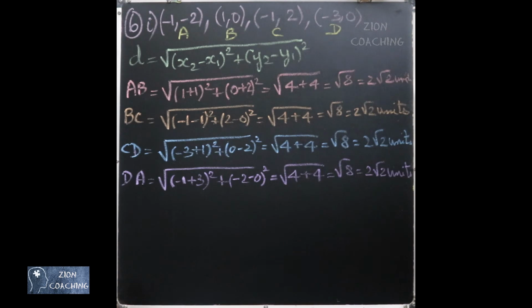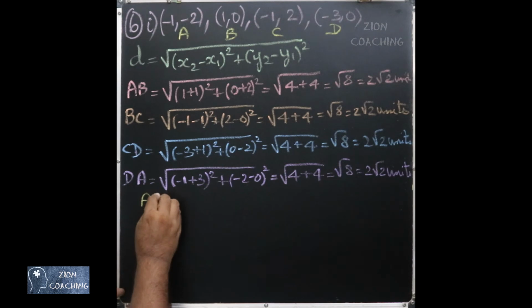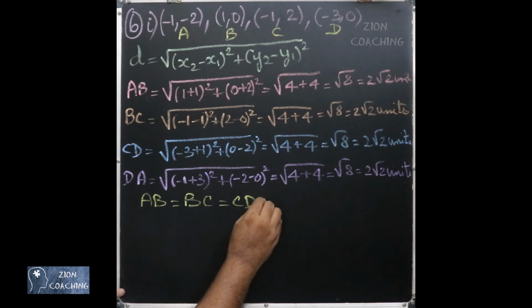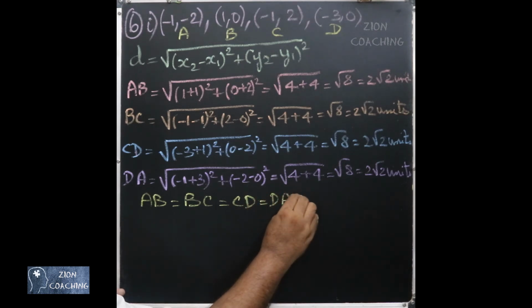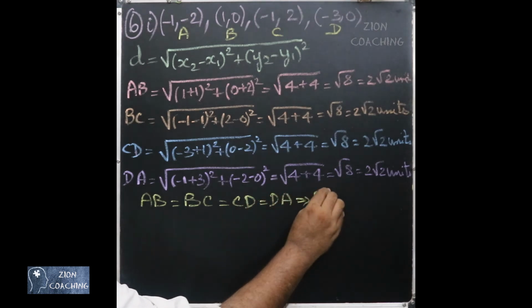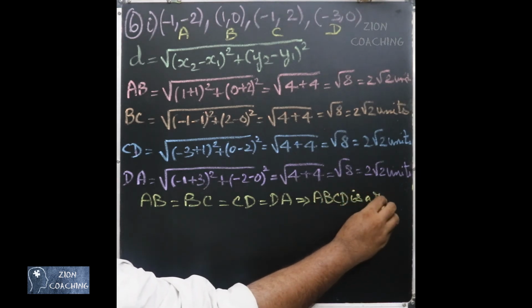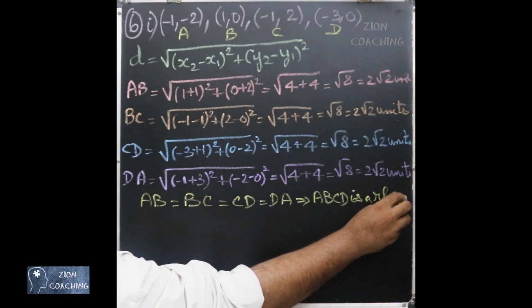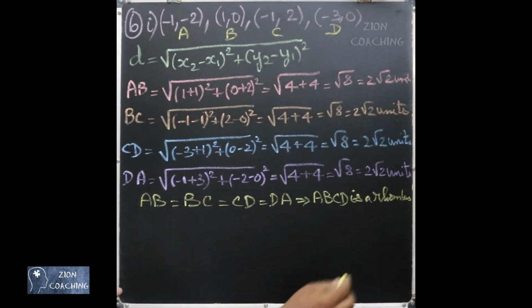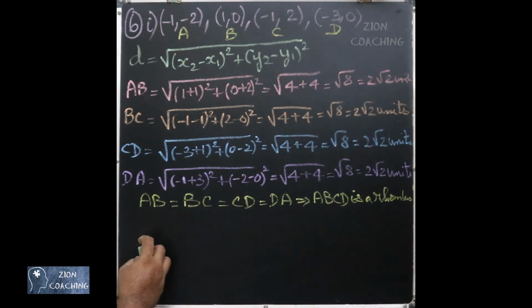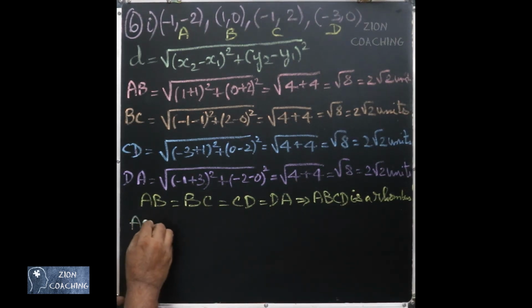Now you can see that all the four sides are equal. AB is equal to BC is equal to CD is equal to DA. That implies ABCD is a rhombus. Now we are going to find the diagonal lengths and check whether the diagonal measurements are also equal. So we will first find diagonal AC.